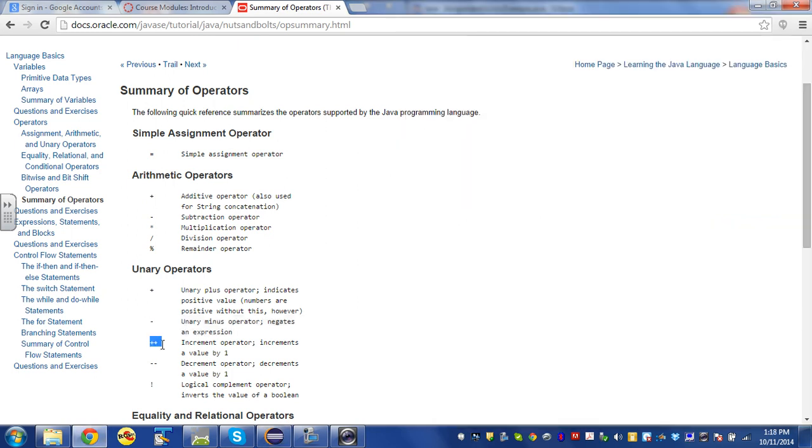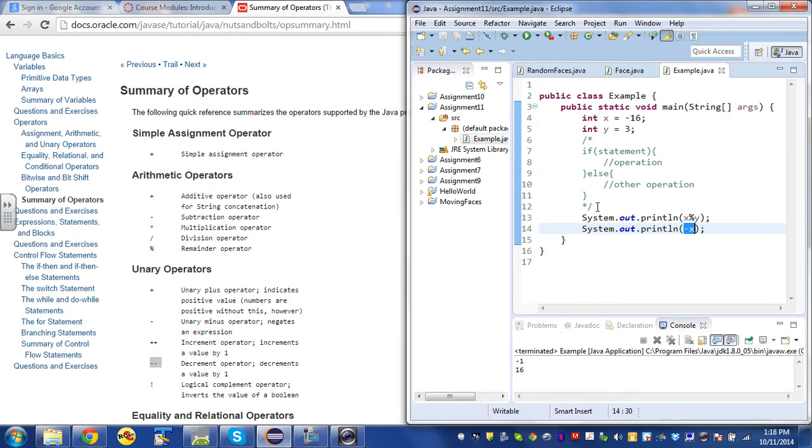Plus plus and minus minus, you'll see a little bit. Those are shorthands. So x plus plus is exactly the same as x is equal to x plus 1. Okay, so it's just a shorthand. However, there is a little bit of a difference between plus plus x and x plus plus. So we can see that here.